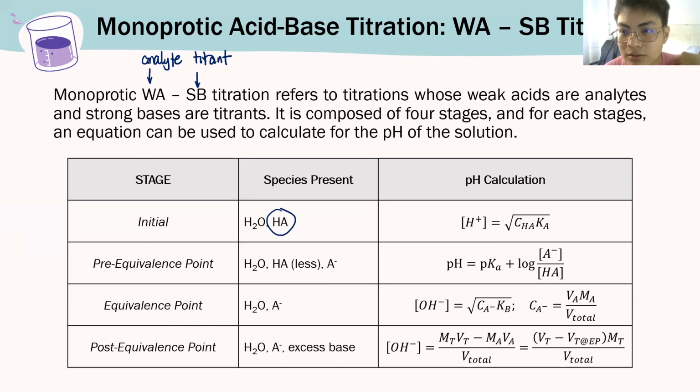Okay. Now, let's go to the pre-equivalence point. At the pre-equivalence point, ano meron dito? Syempre, your original acid is being neutralized. Nababawasan na siya. So, it's neutralized by your base, the titrant. So, ibig sabihin, nababawasan na yung acid mo. It's less na. However, the neutralization of the weak acid results in the formation of your conjugate base, di ba? So, may conjugate base kang mapoproduce.